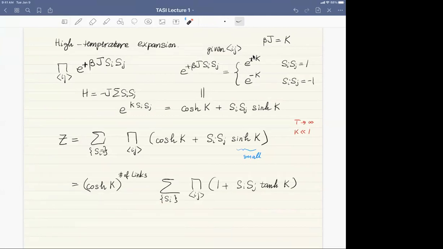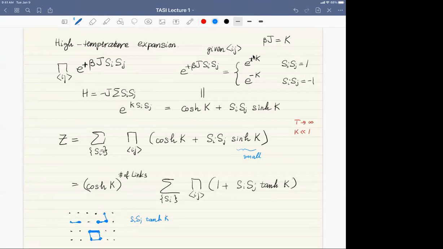We think about this lattice again. Now, in this product, if all the ones are multiplied with each other, I'm not going to draw anything in this line. When I expand this product, I will get a product of this factor s_i s_j times tangent of k. So whenever such a factor appears in my expansion, I'm going to draw a line like this, and each of these lines represents s_i s_j times hyperbolic tangent of k. So each term in this expansion corresponds to some graph, some diagram, for example, like this.